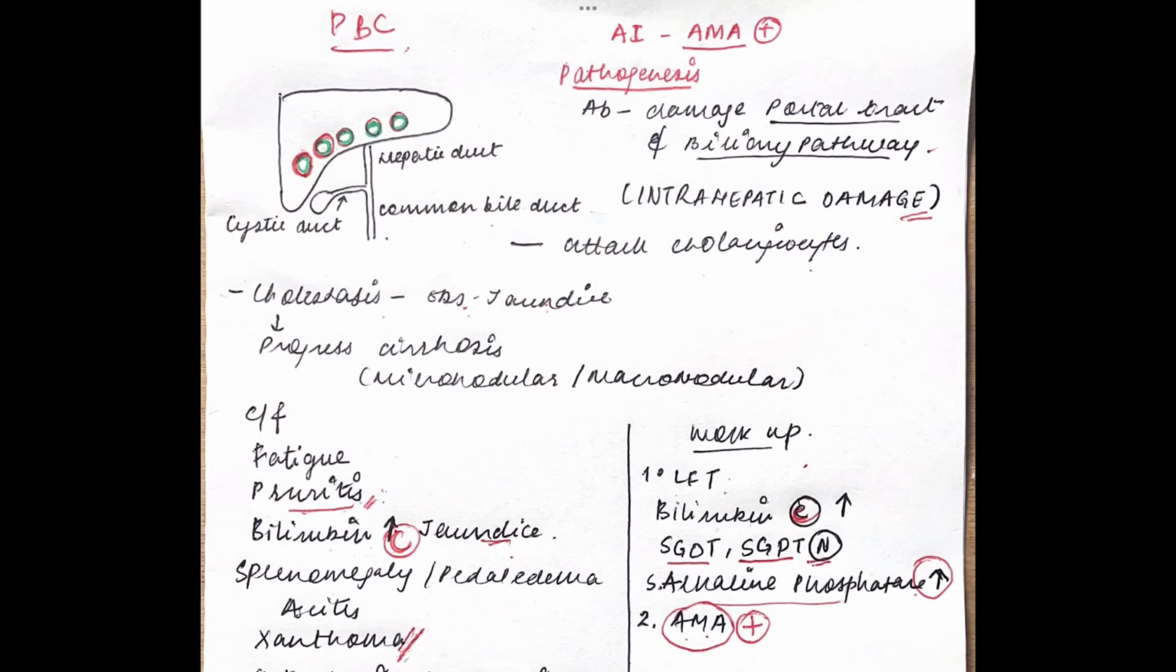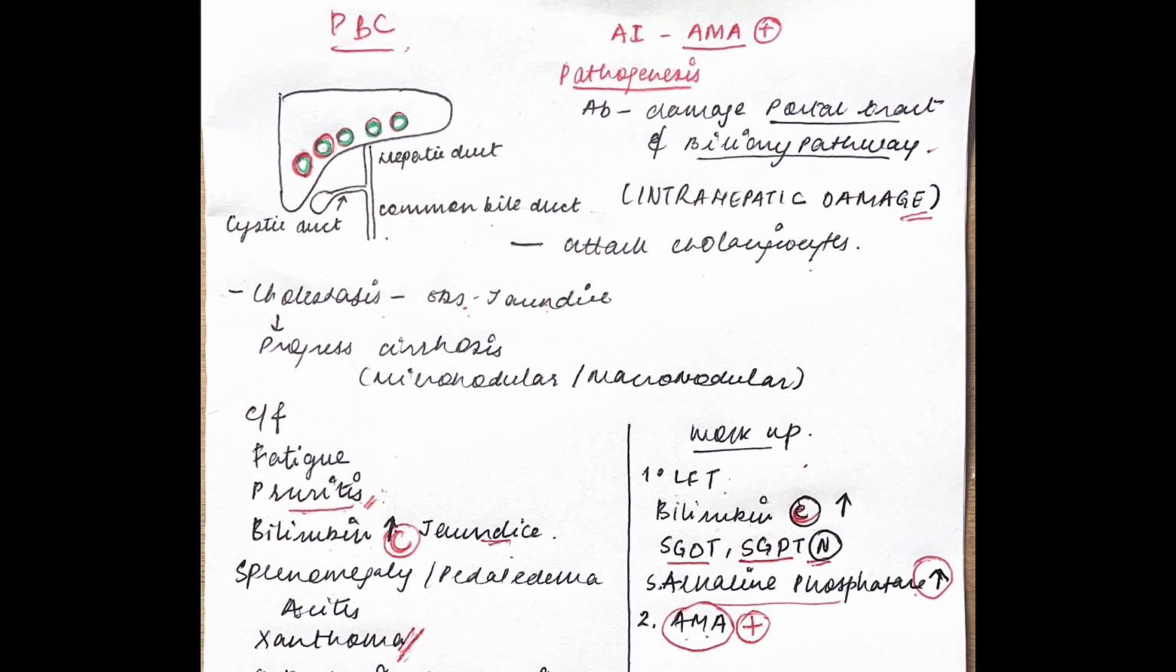The topic is primary biliary cholangitis. Before, we called this primary biliary cirrhosis. The most common cause of PBC is an autoimmune disorder. In this, the anti-mitochondrial antibodies are present.